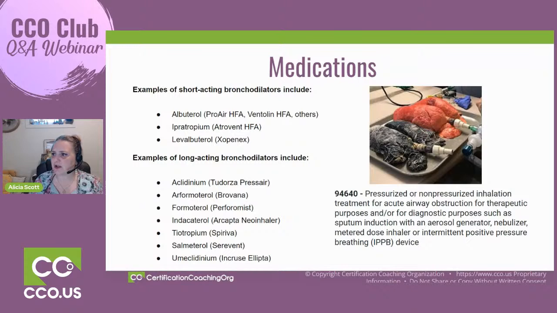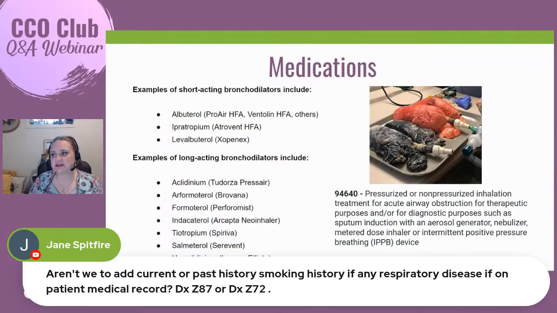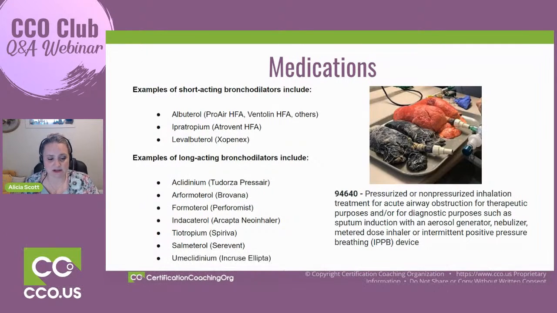Jane says, aren't we to add current or past smoking history, if any respiratory disease, if it's in the patient's medical record? Absolutely, if the provider documents it, yes, you do. Now, if you're dealing with a respiratory diagnosis that the patient's being treated for at that encounter when you're doing profee coding, your outpatient codes, then if the doctor or your provider mentions that history of, you will append those codes. So absolutely, that is correct.